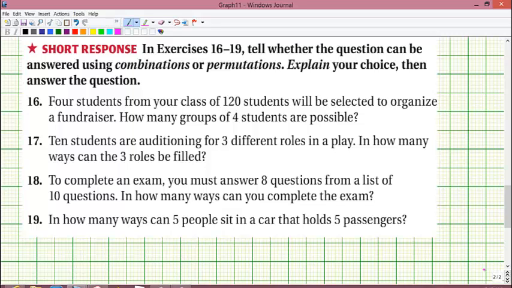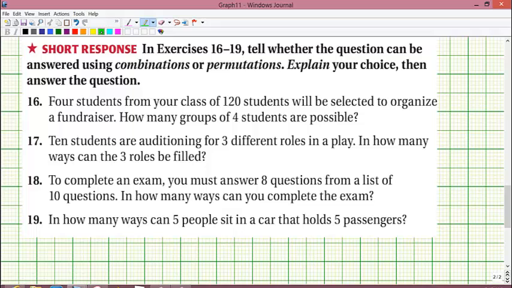Okay, right. Let's look at the first one, question 16. 4 students from your class of 120 will be selected to organise a fundraiser. How many groups of 4 students are possible? Key question: is order important?